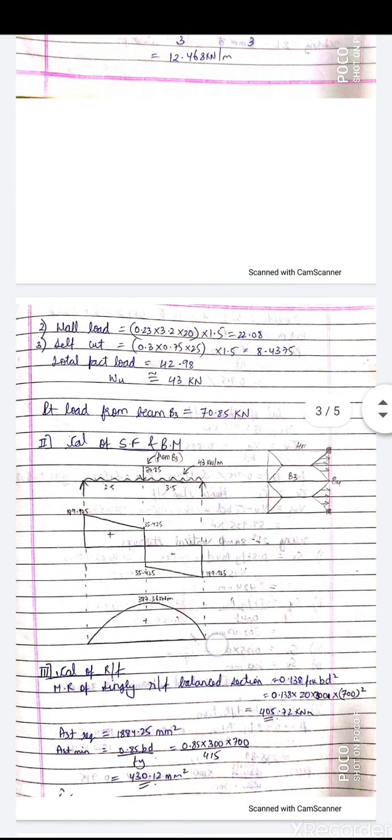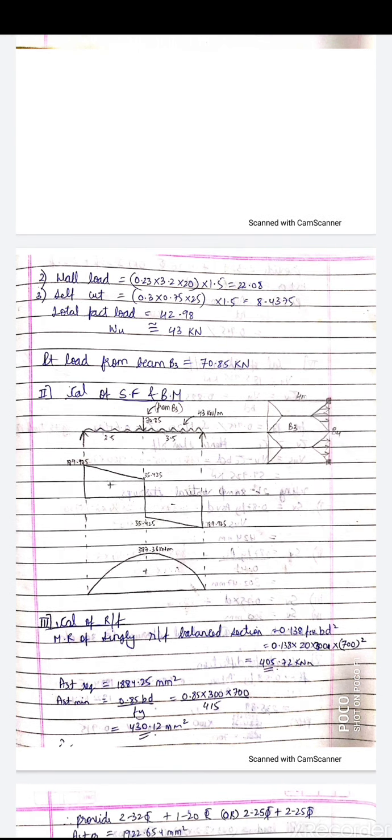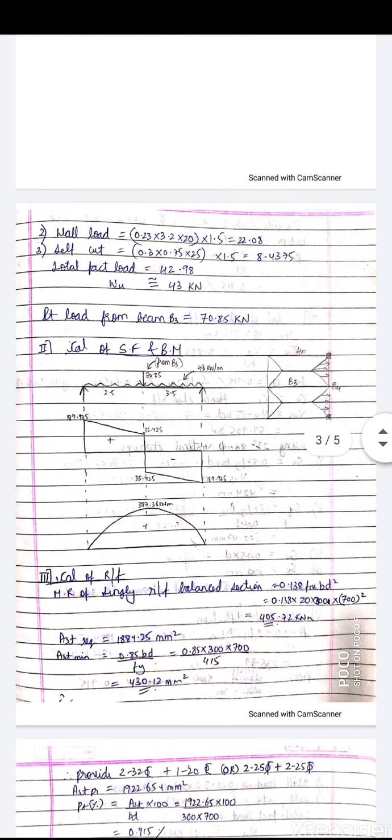Now we'll find out the shear force diagram and the bending moment diagram. You can find out the reactions, and then you can find the bending moment directly: WL square by 8 for the UDL and WL by 4 for the point load, which is 387.3625. So we got the shear force and the bending moment diagram.